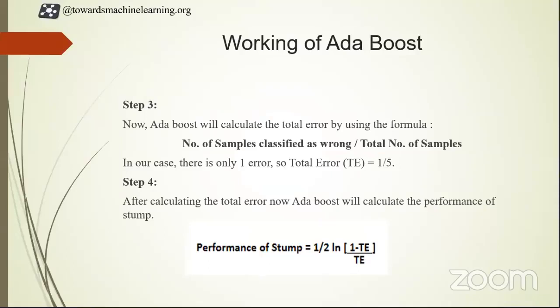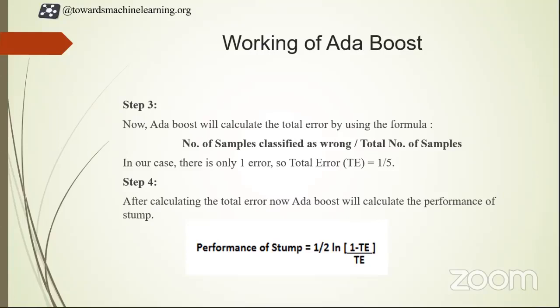Okay, so now in step 4, we will be calculating the performance of the stump based on this calculated total error. The performance of the stump will be calculated with the help of the formula: 1 by 2 log to the base e of (1 minus total error) upon total error. Like this, we can calculate the performance of the stump.